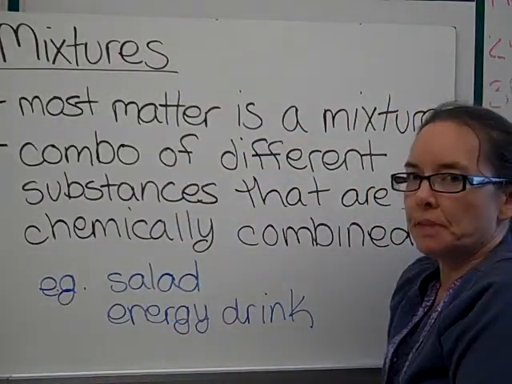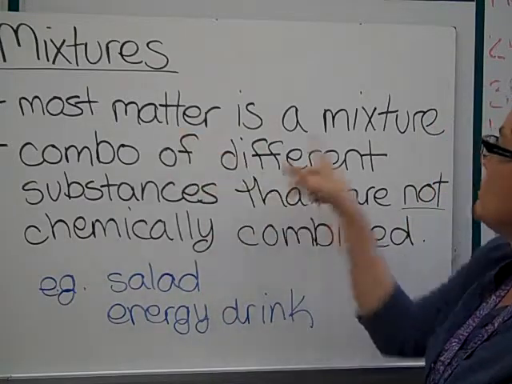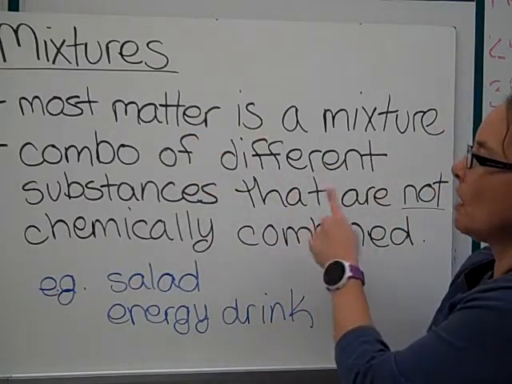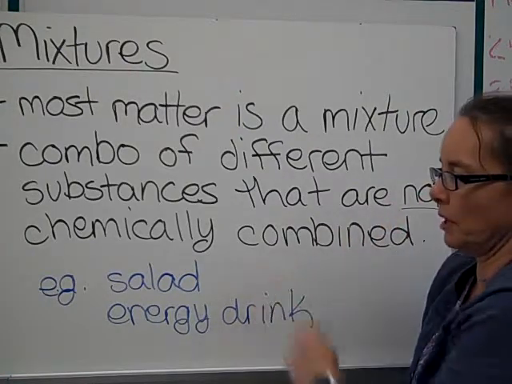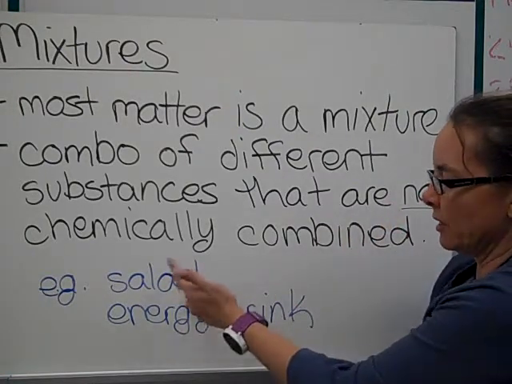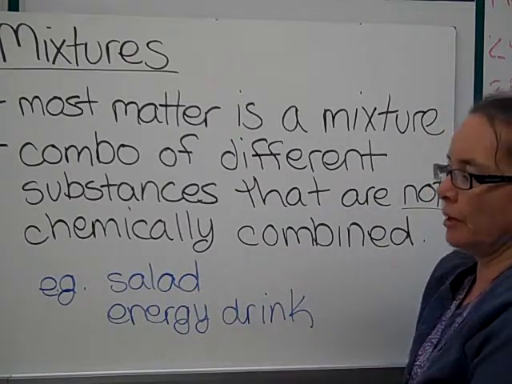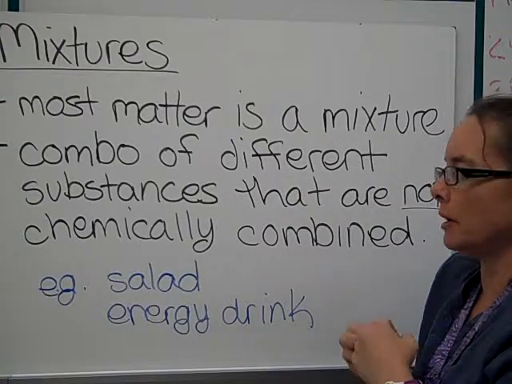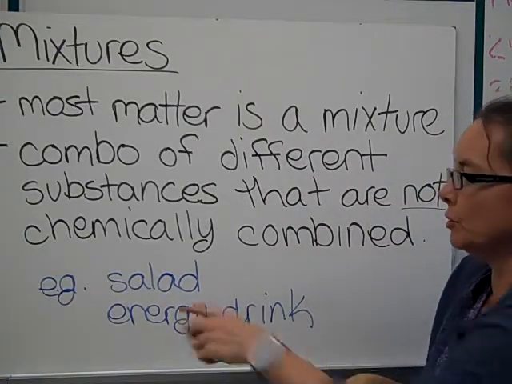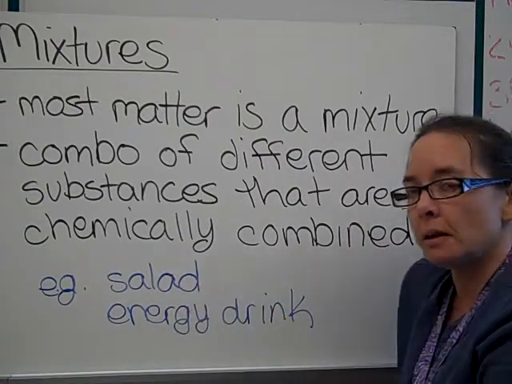And the last one is mixtures. Most matter is a mixture. It's a combination of different substances that are not chemically combined. Some examples would be salad, an energy drink. Those are not bonded together physically. We could pick those apart. So you can take the pieces out of the salad and separate them.